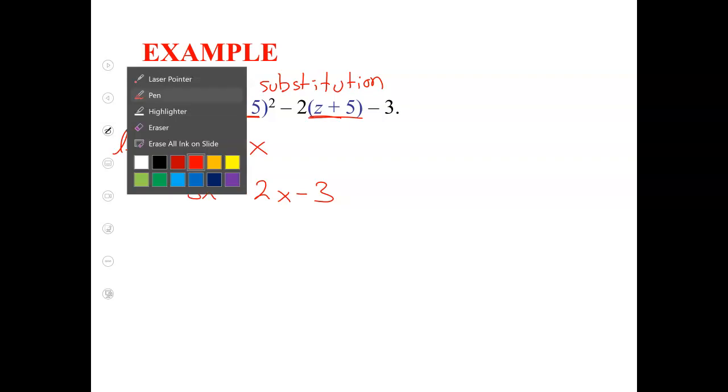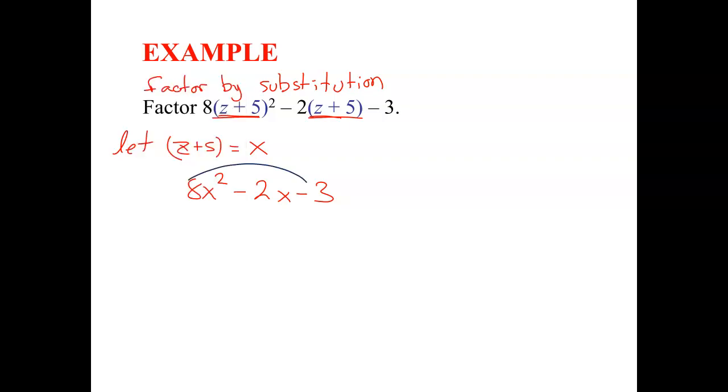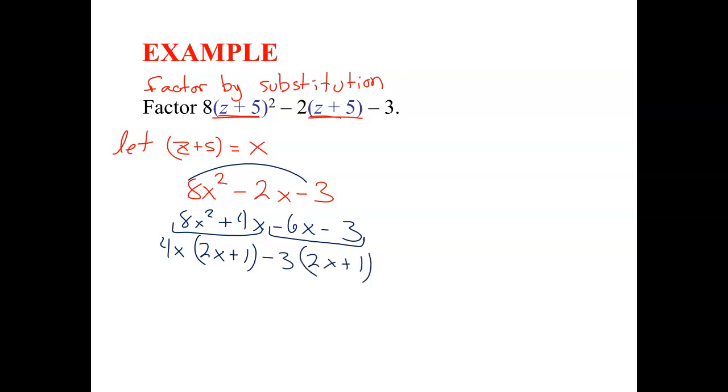So now we can go ahead and factor. Product of negative 24 that adds to negative 2. What multiplies to give me negative 24, but adds to give me negative 2? Okay, which one's going to be positive, which one's negative? Okay, so let's do positive 4x minus 6x, minus 3. Do our grouping. 4x, 2x plus 1, minus 3, 2x plus 1.